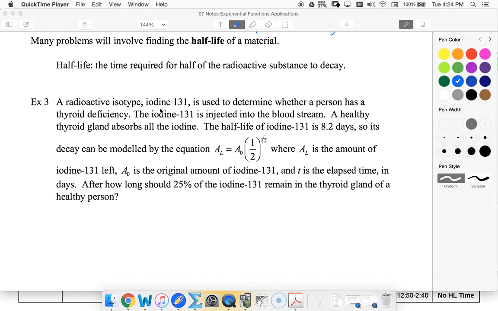problem, I've got iodine 131. So 131 is just the type of iodine. It's not numbers that are going to be in our equation. So we use it to test for thyroid deficiency. A healthy gland absorbs it all, and the half-life is supposed to be 8.2 days.